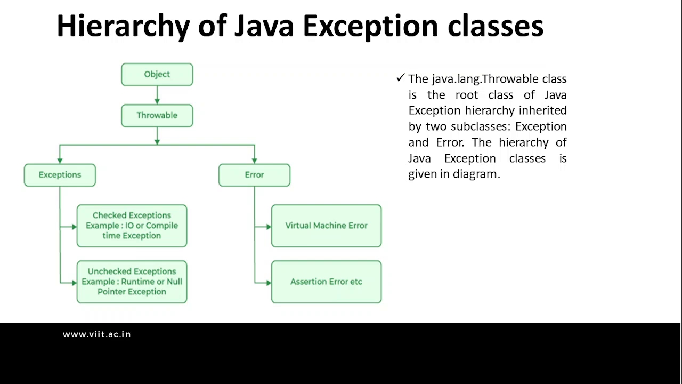The hierarchy of exception classes is like this: Object, then Throwable, then Exception or Error. Exceptions are checked exceptions, for example IO or compile time exceptions, and unchecked exceptions, for example runtime or null pointer exceptions. Errors are virtual machine errors and assertion errors. The java.lang.Throwable class is the root class of the Java exception hierarchy, inherited by two classes, that is Exception and Error. The hierarchy of Java exception classes is given in the diagram.